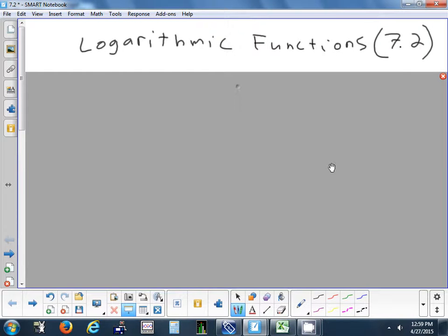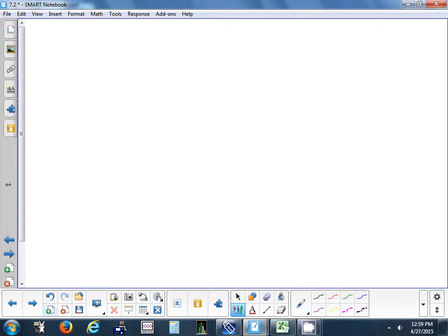All right, so we're going to do our last topic, which is in Chapter 7. It's on logarithms. We'll do sections 7.2, 7.3, and 7.4. First, I just want to start out with basically where you would see a logarithm used.